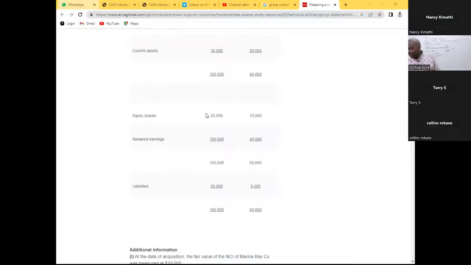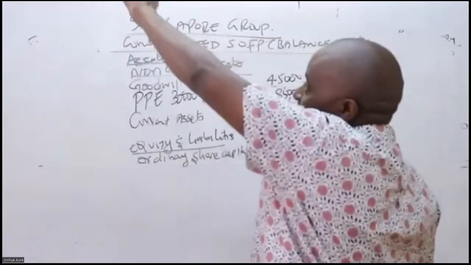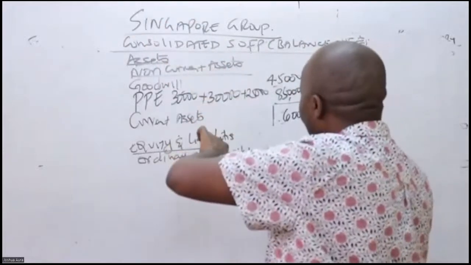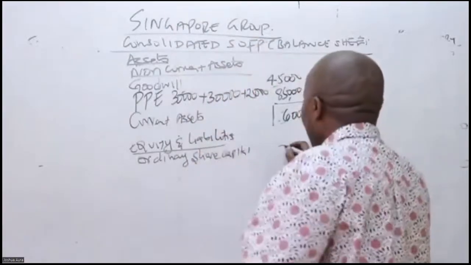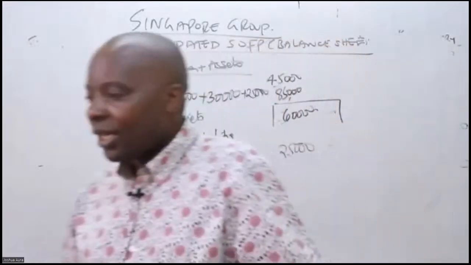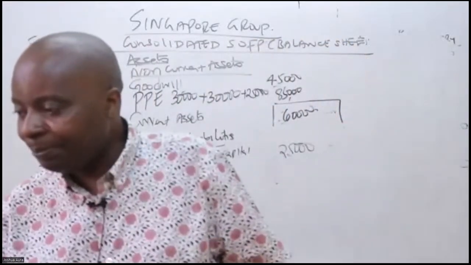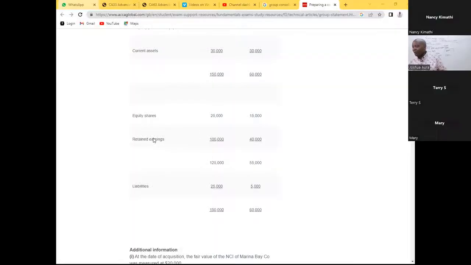Ordinary share capital, I'll come and pick the one of the parent, which is 25,000. I wish I had this in Excel up there. I'll say equals here, and then I highlight that 25,000, and it comes inside here automatically, 25,000. That's ordinary share capital. Now after ordinary share capital, we have retained earnings.